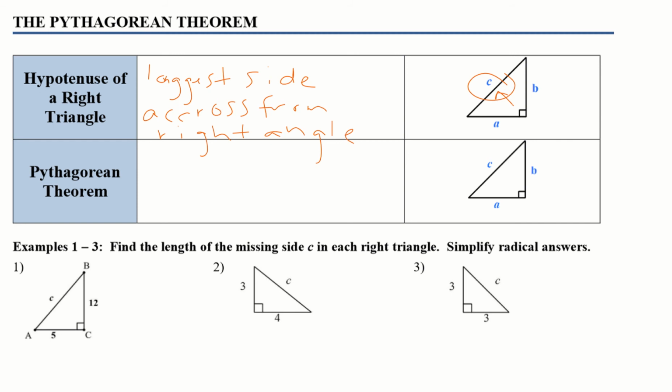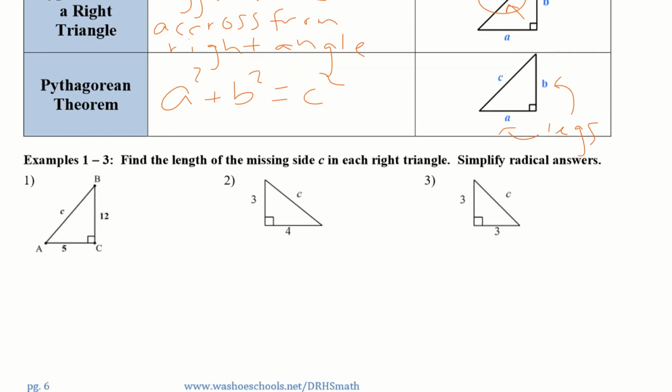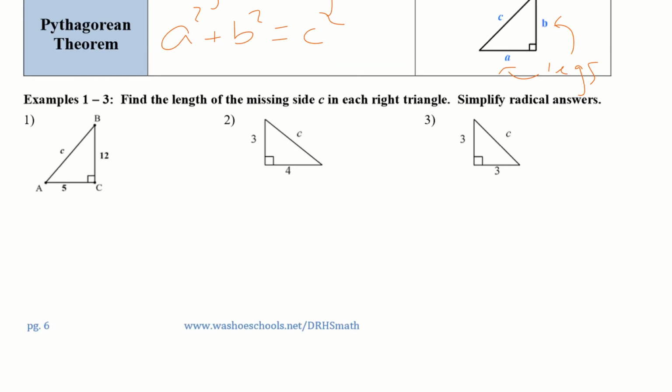Alright, and then we have the Pythagorean theorem. That's going to be a squared plus b squared equals c squared. If we take a look at our triangle here, A and B are both legs, and C is the hypotenuse. So if we square the legs and then add them together, they should equal the hypotenuse squared. Let's go ahead and try a couple of these together.